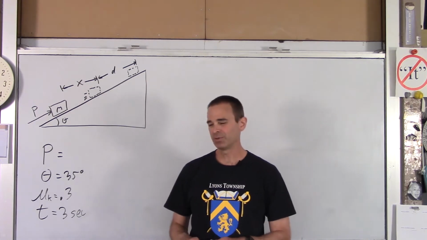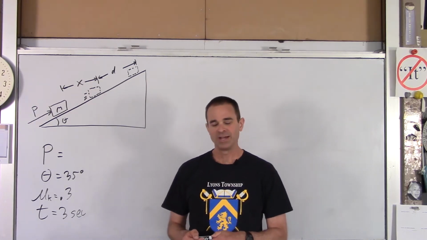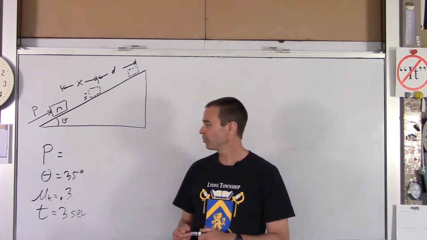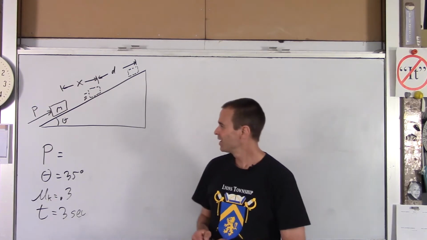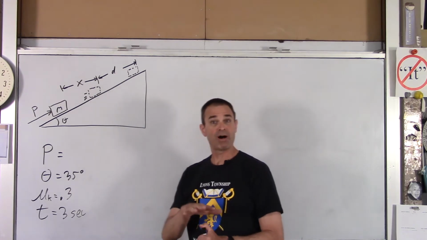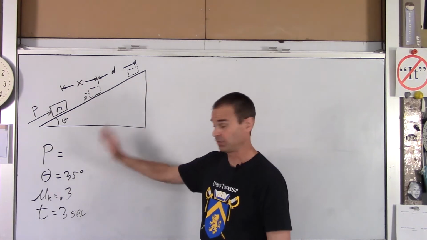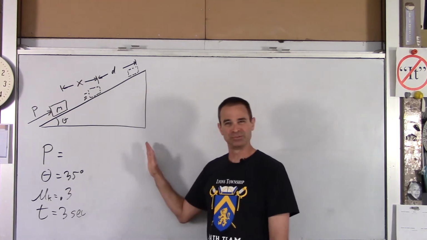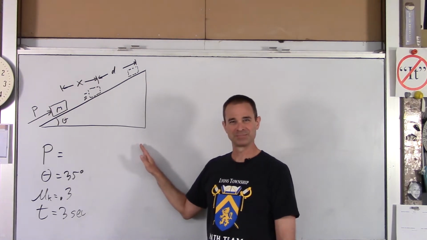Today we've got an example involving Newton's second law and a block on a ramp with friction. Let me explain the situation, and you may want to pause the video here and draw and write this stuff down. I would suggest you do that real quick.